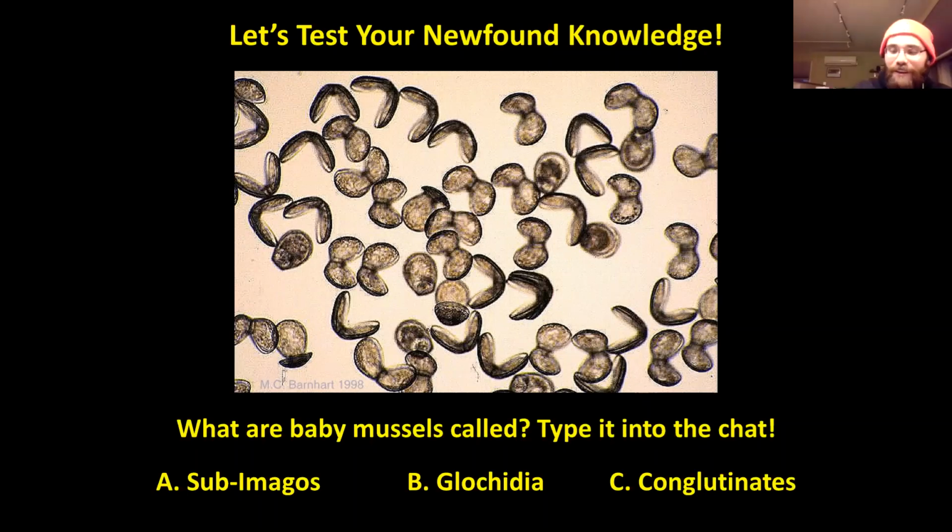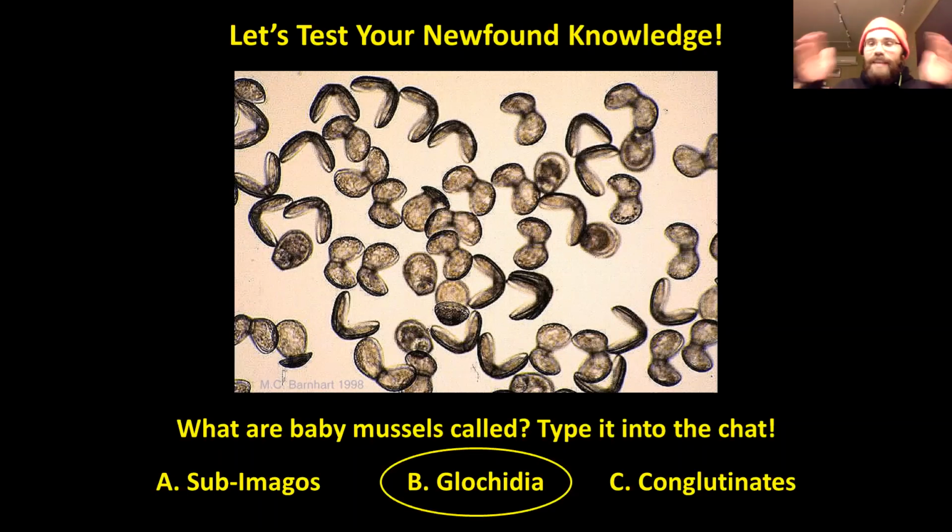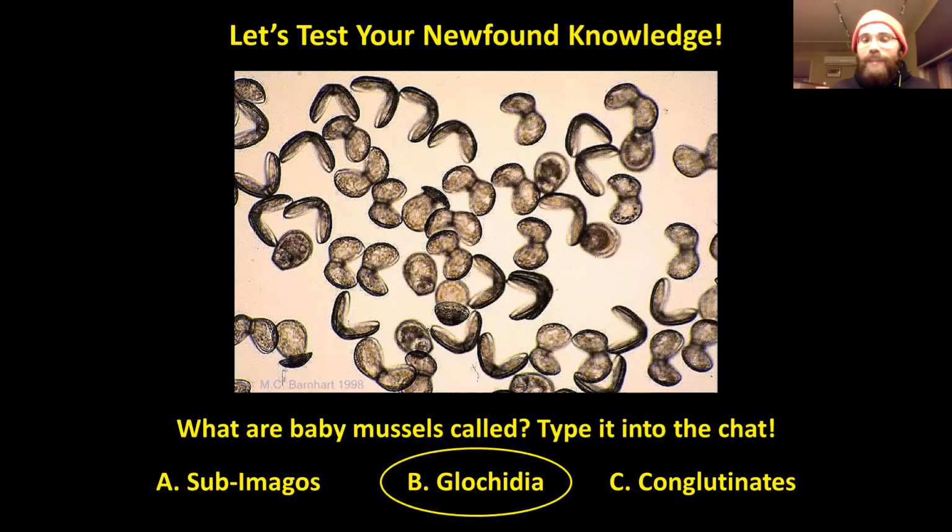Okay, so B is the correct answer, but if you put C, you are on your way with it. Because remember, the conglutinates were what contained the baby mussels. So they were the little things that looked like an insect or like a small fish that mussels used to help lure in fish hosts. And then the subimagos were the mayflies.